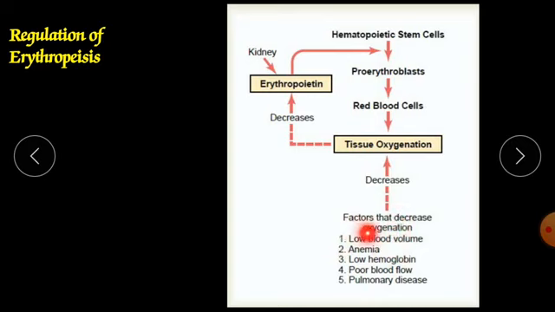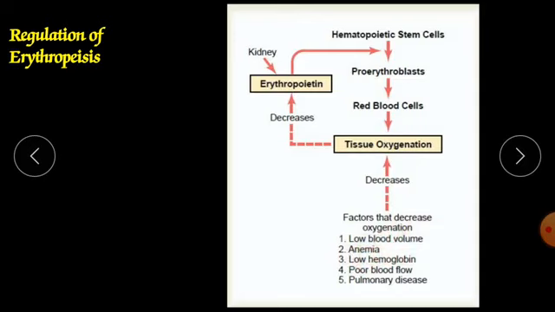So there are various factors that decrease oxygenation. The first is low blood volume. If you have less blood volume, less blood, it also means less oxygen volume, because the hemoglobin-containing RBC carries the oxygen, and due to which the oxygenation will decline. The second condition is anemia.